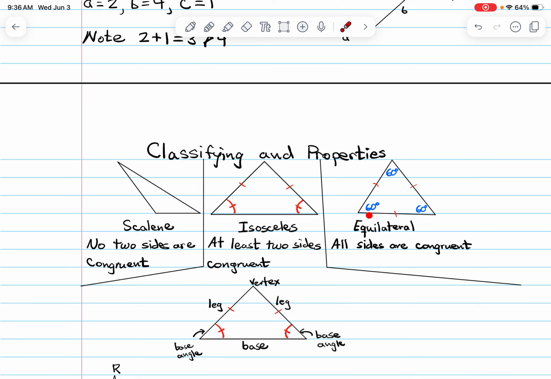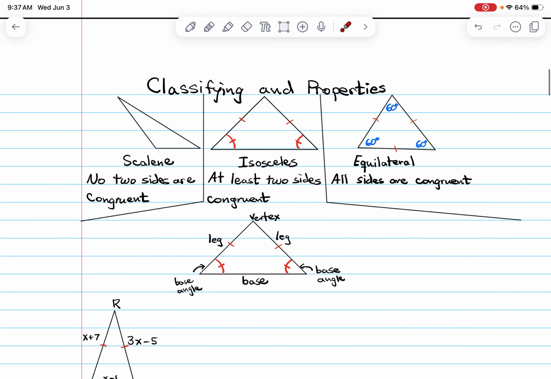Now, there's an equilateral triangle where all of the sides are the same length. That means all of the angles are the same measure. And since there's 180 degrees in a triangle, each angle must be 60 degrees, because we're taking 180 and dividing it by 3. So those are the three broad categories of triangles.